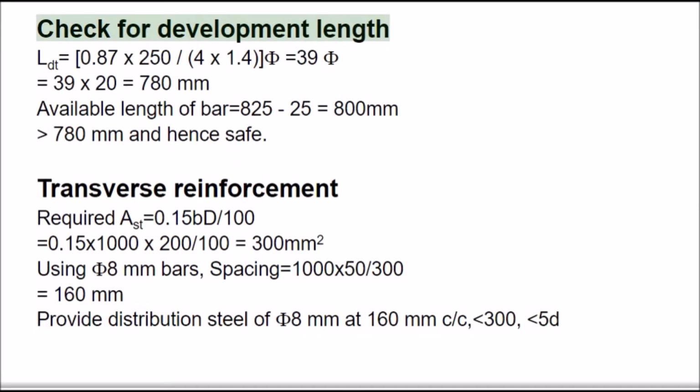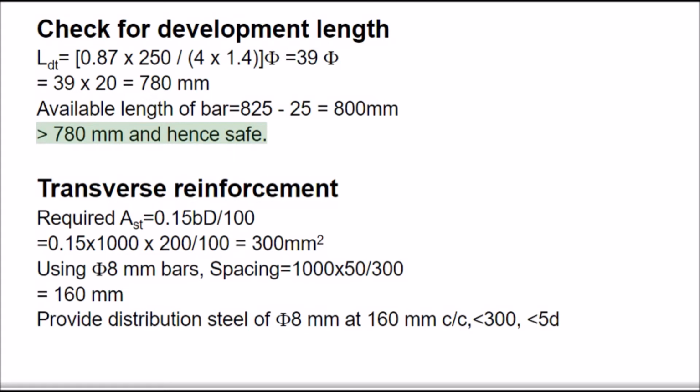Check for development length. Ld equals 0.87 x 250 / (4 x 1.4) equals 39 phi. Equals 39 x 20 equals 780 millimeters. Available length of bar equals 825 minus 25 equals 800 millimeters.